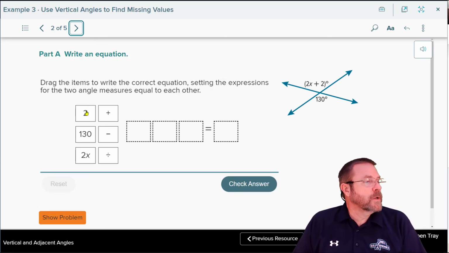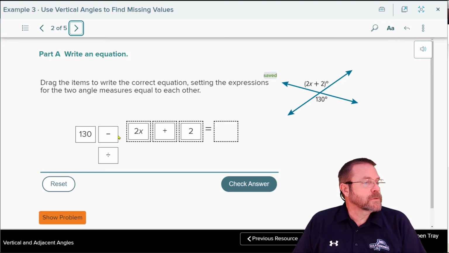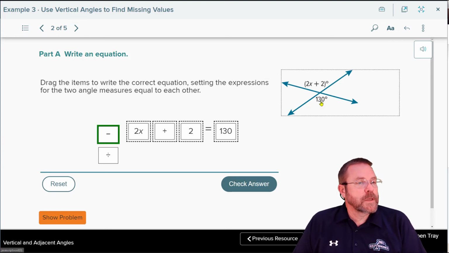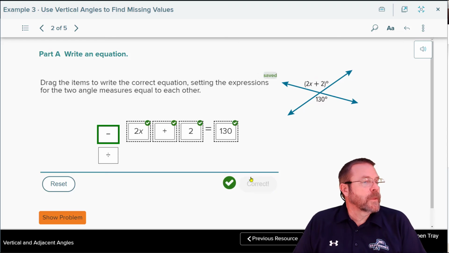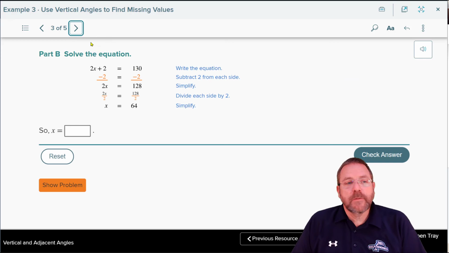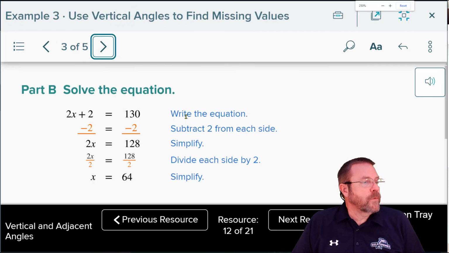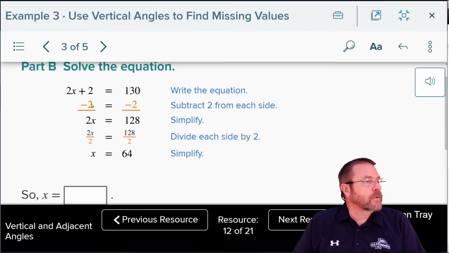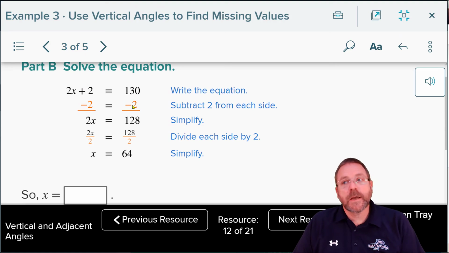We're going to write the equation as 2x plus 2 is equal to 130. That's going to be our equation because you got the 2x plus 2 on one side, the 130 on the other. That part's going to check. And from here, it's just a matter of isolating the variable. Now, they threw an awful lot of stuff in here. They subtracted the 2 on both sides, but you should already know how to do that.